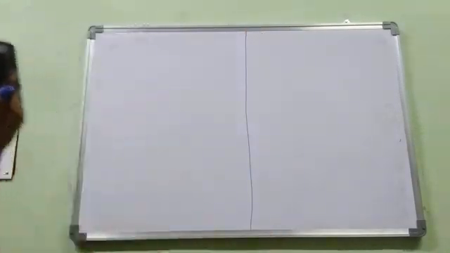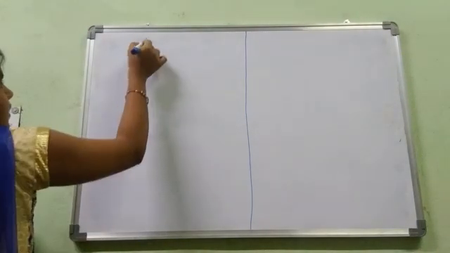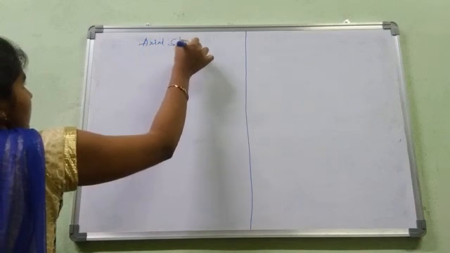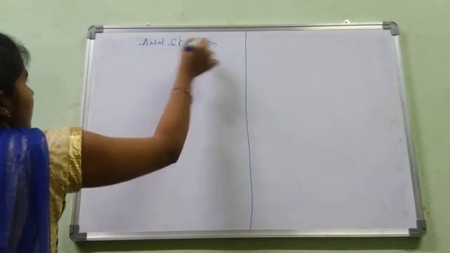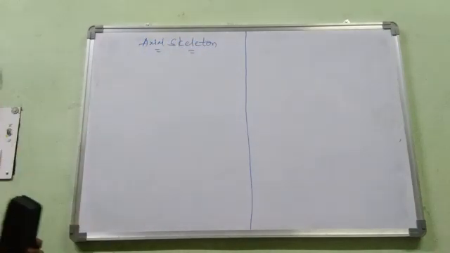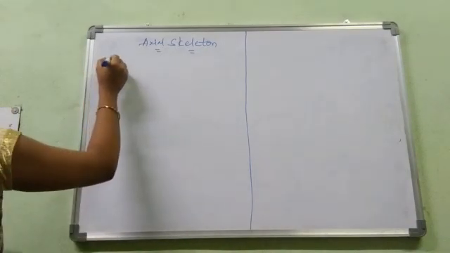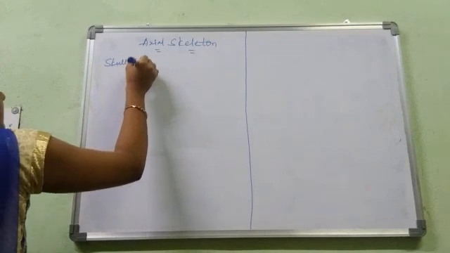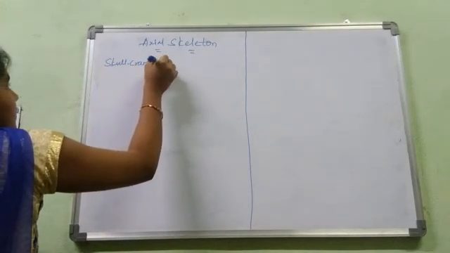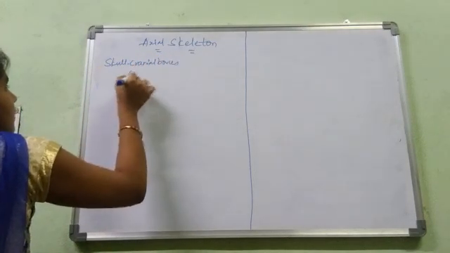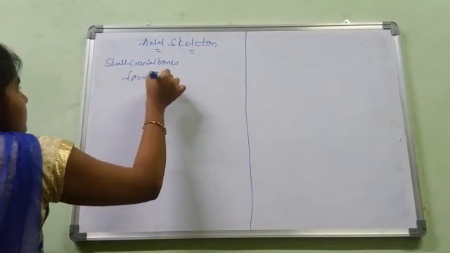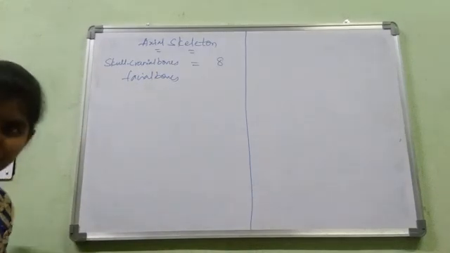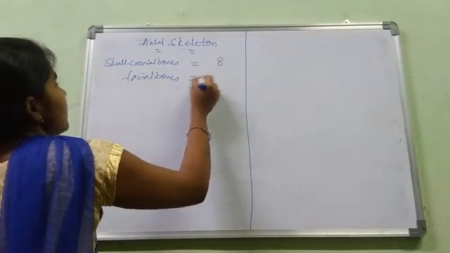See friends, in the axial skeleton, the skull has cranial bones and facial bones. Cranial bones are 8 in number and facial bones 14 in number.